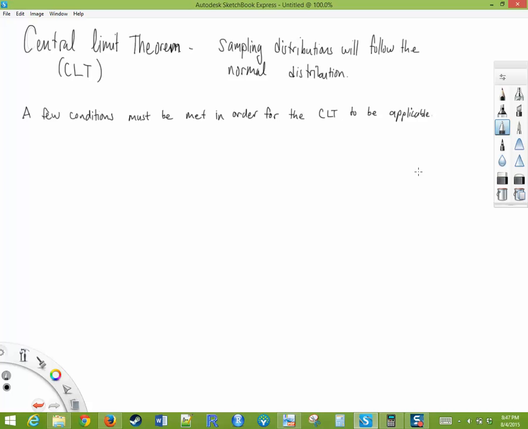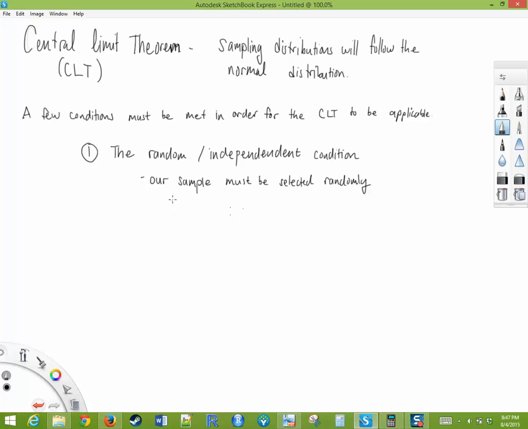Okay, and so these three are the random/independent condition, and that means our sample must be selected randomly and the individuals are selected independently of each other.